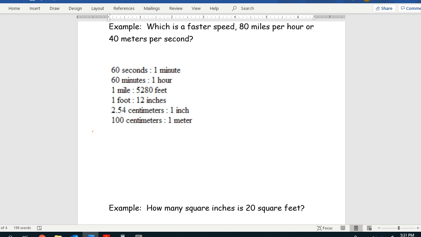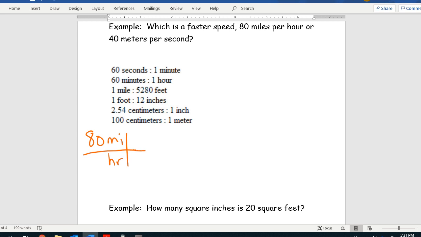So I'm going to start with the miles per hour. We are looking at a speed of 80 miles per hour. This time we have two different units. We have a unit of distance and a unit of time that we need to change up. I'm going to start with the unit of distance first.